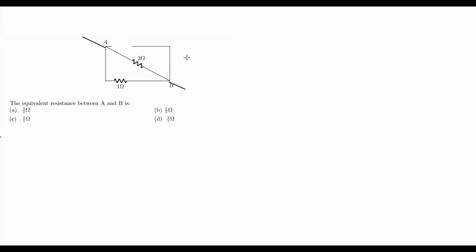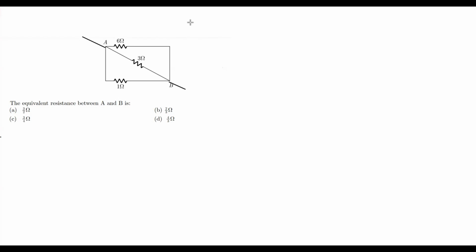you see the current continues to flow in the other two. If I wipe out this resistor with 3 ohm, the current continues to flow in the other two resistors, and so is this. If I wipe out this, you can see that the current continues to flow in the other two resistors.